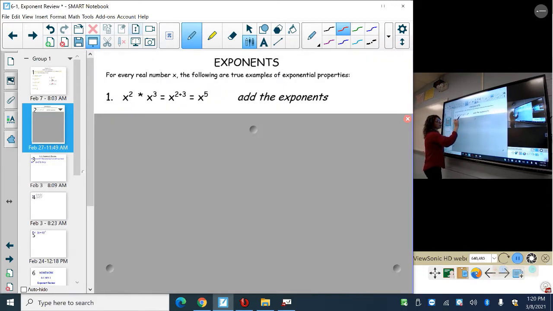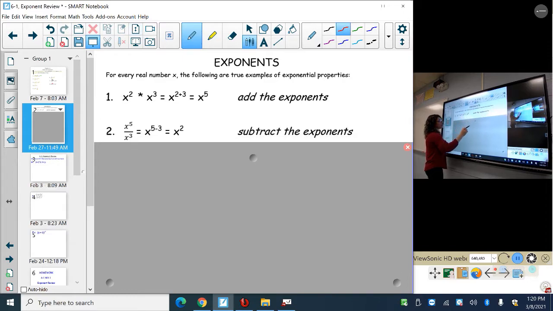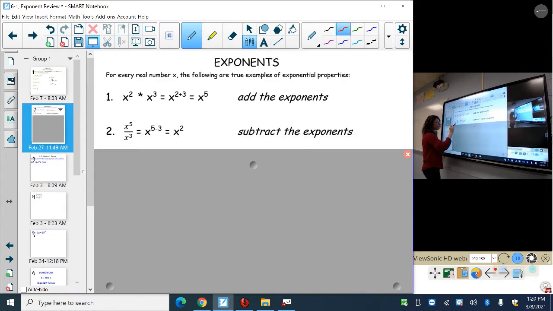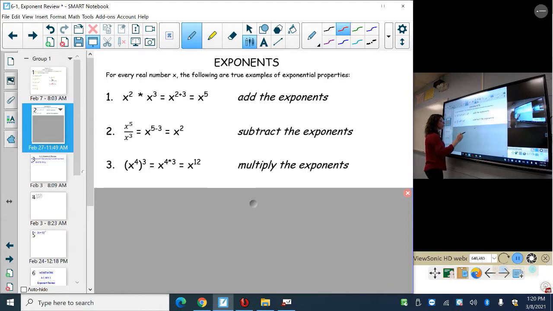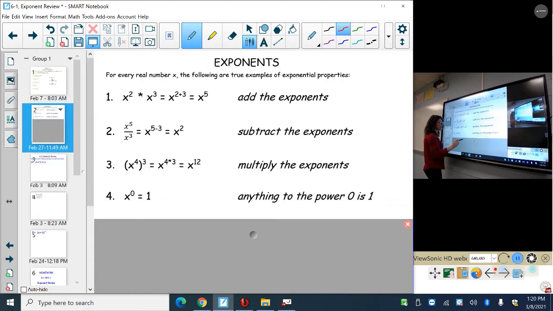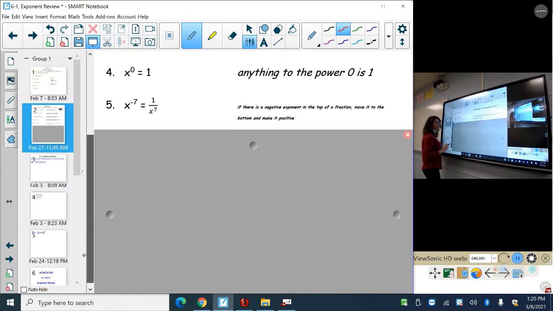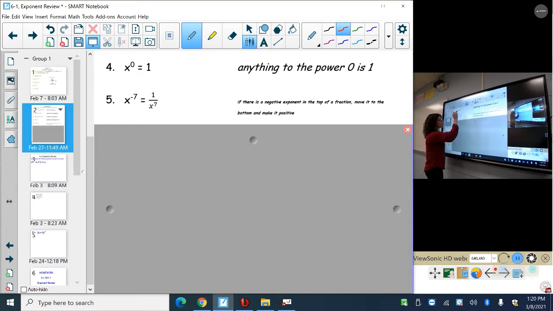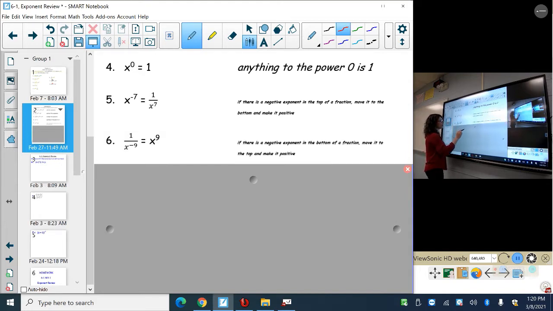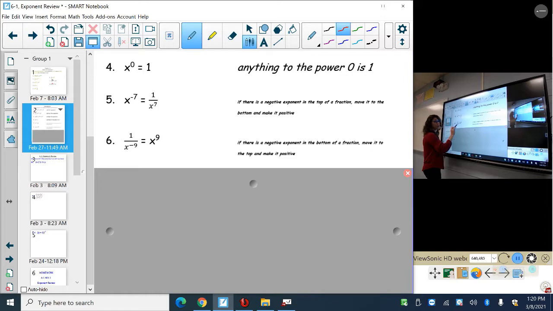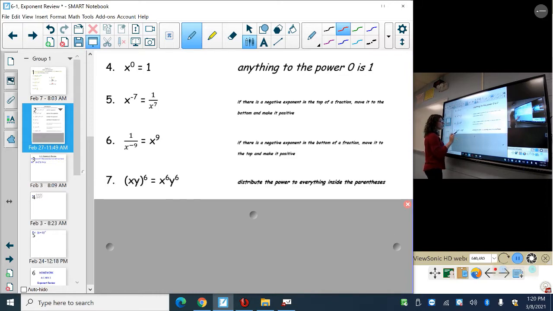X squared times x cubed, you're going to add those exponents to give you x to the 5th. X to the 5th divided by x cubed, you're going to subtract those exponents to give you x squared. X to the 4th raised to the 3rd power, you're going to multiply them to give you x to the 12th. Anything to 0 is 1. Negative x to the negative 7. It's negative in the top, so to make it positive, I have 1 over x to the 7. 1 over x to the negative 9, to make it positive, it becomes x to the 9th.